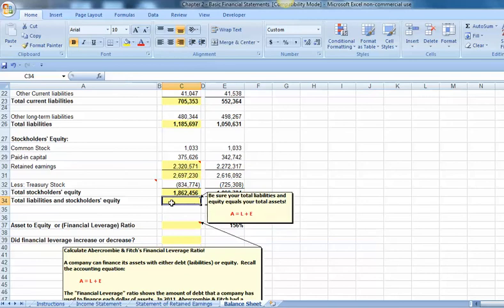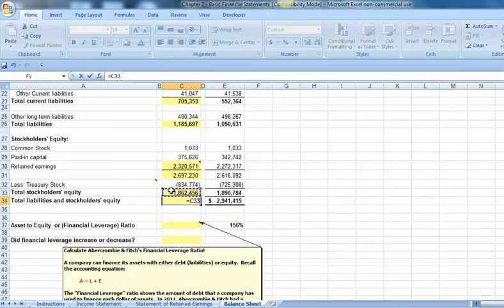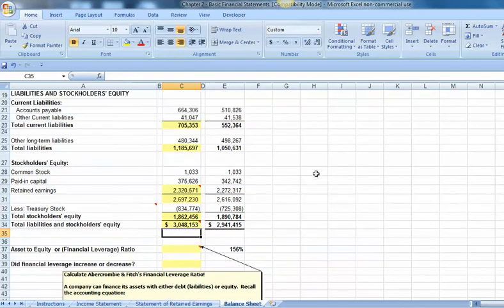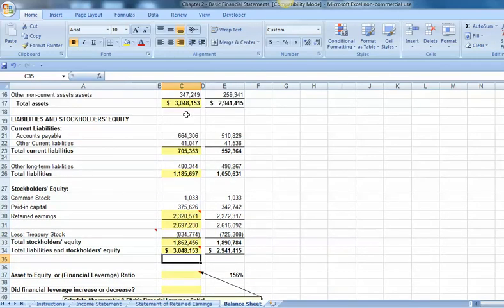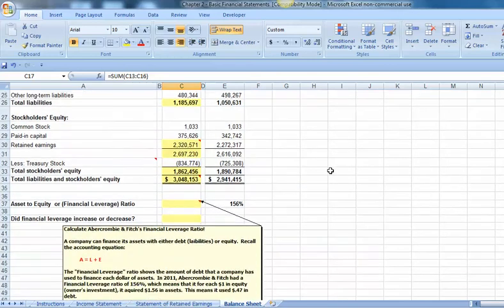Finally, we want to pick up total liabilities and equity and make sure that that agrees with our assets from above. So stockholders' equity plus our total liabilities. We've got $3,048,153, which agrees with our total assets, so our balance sheet balances.